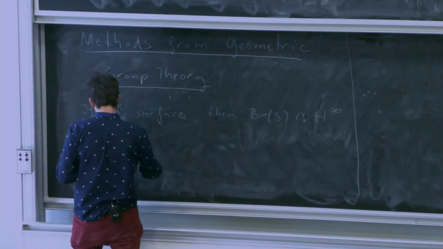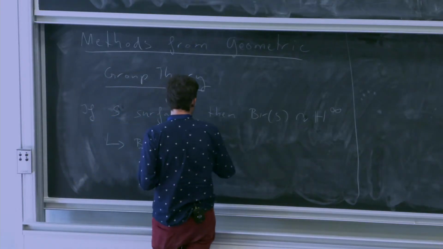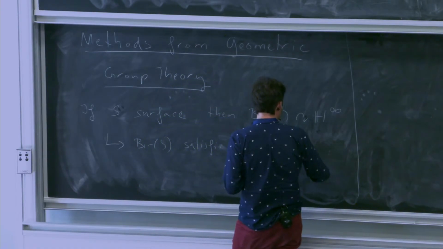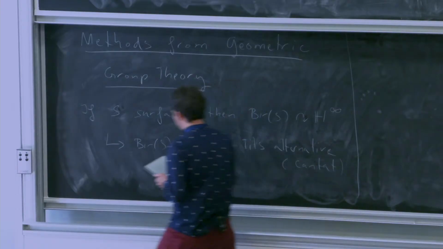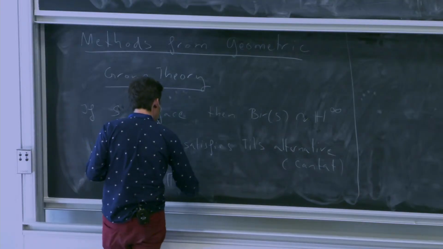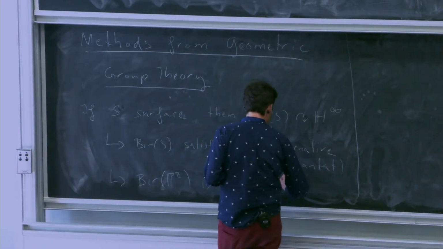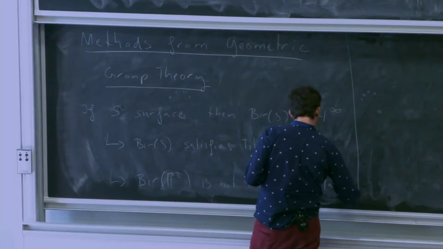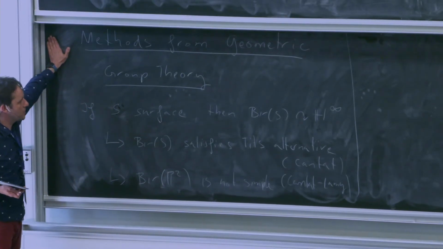Most importantly, Serge Cantat showed that the Bir(S) satisfies the Tits alternative. And then another very famous result in this direction was that the Cremona group in two variables is not simple, by Cantat and Lamy, also using this action and developing methods called small cancellation.